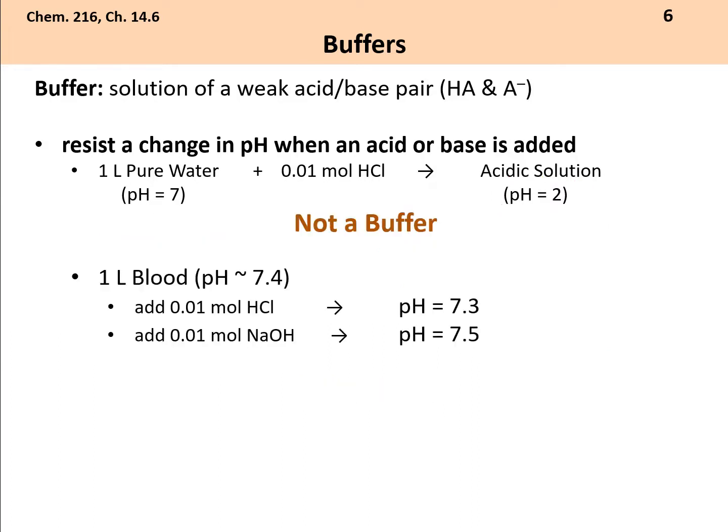Okay. Let's say instead of pure water, this was blood, right? If I had 1 liter of blood, that's around pH 7.4, and all of a sudden I added in some HCl, I would get a very small pH change.